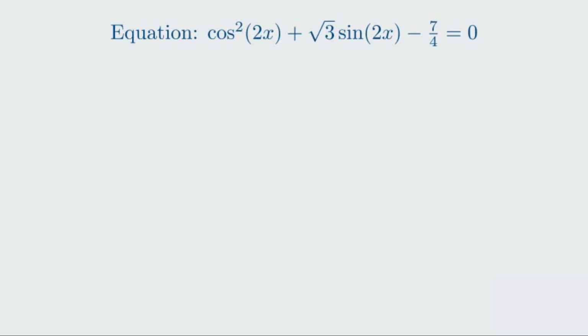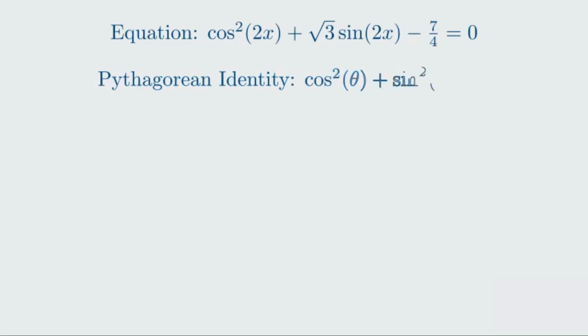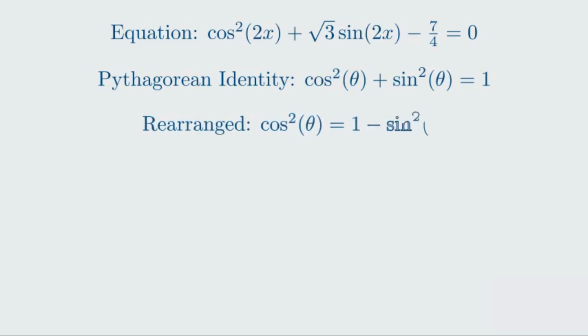Remember the Pythagorean identity? It states that cosine squared of any angle, let's call it theta, plus sine squared of that same angle theta, is always equal to 1. This means the sum of the squares of the cosine and sine of the same angle is always 1. We can rearrange this identity to help us. If we subtract sine squared theta from both sides, we get that cosine squared theta is equal to 1 minus sine squared theta. This rearrangement is the key to simplifying our equation.